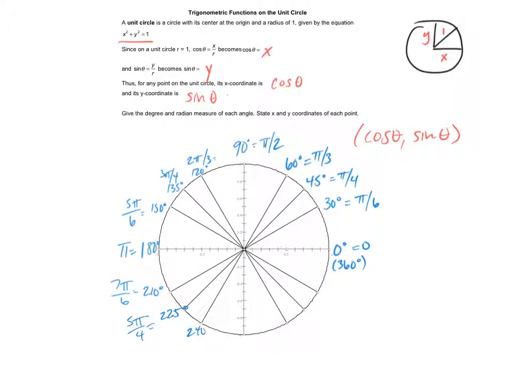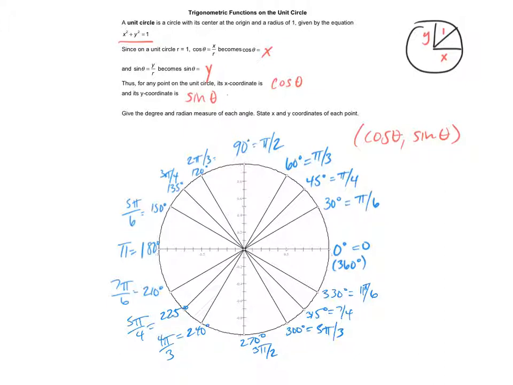We have 240 degrees, which equals 4 pi over 3. And then we get to 270 degrees, or 3 pi over 2. And now, finally, we're into quadrant 4, and we have 300 degrees, which equals 5 pi over 3. And then we have 315 degrees, which equals 7 pi over 4. And 330 degrees, which equals 11 pi over 6. So those are all of our angles. And then we're going to go through, and we're going to do our xy coordinates.